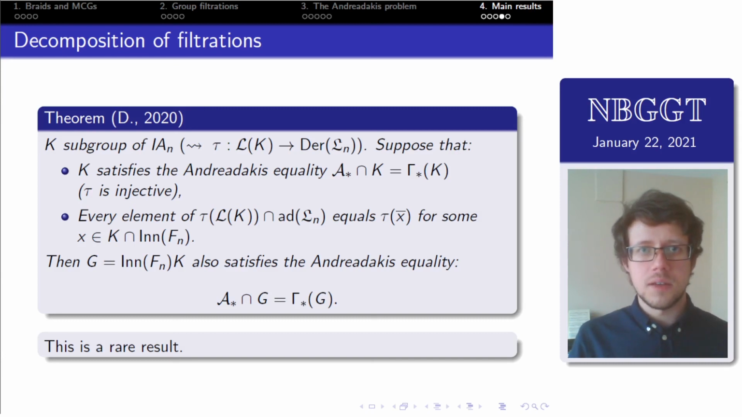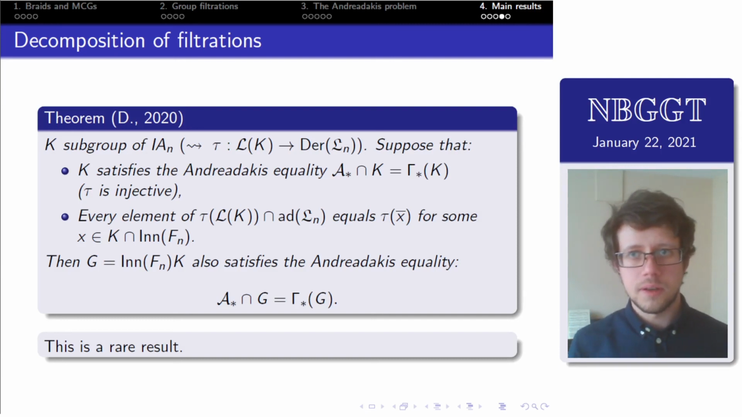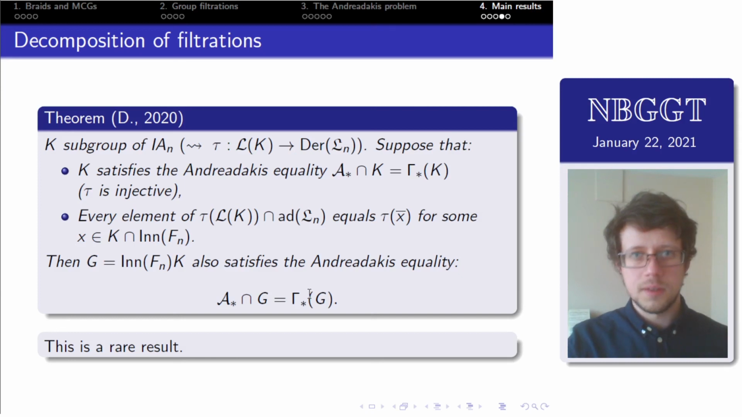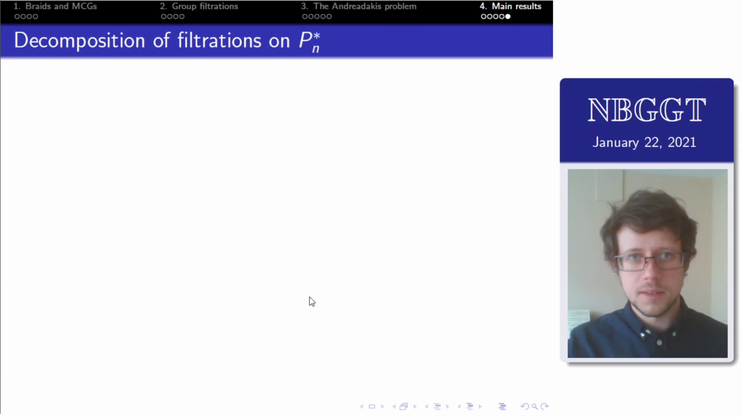and if you know that the Andreadakis equality is true for one, getting the Andreadakis equality for the other one is usually not easier. And here we have exactly this situation where we have the Andreadakis equality for K, and then we get this Andreadakis equality for this product. So this is a very rare result in that sense.